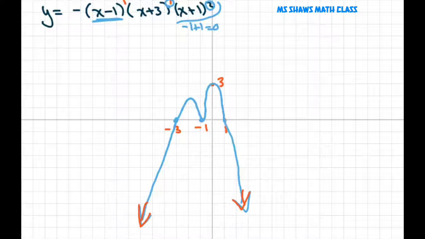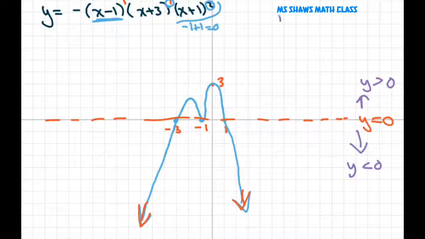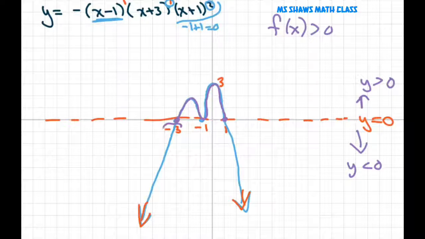Now, next thing we need to do, we're going to write y equals 0 here. So what we're going to look at is where is y positive and where below the y equals 0 is y negative. So where f of x is positive is in this area. And you're looking at your interval from -3 to 1.